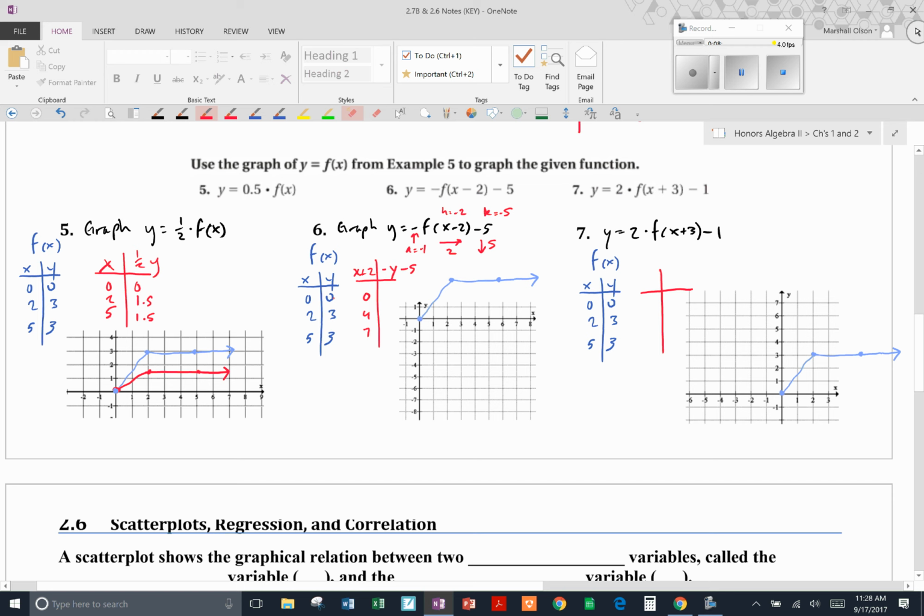So let's see, we're going to multiply these all by negative 1 and subtract 5. So we're going to have negative 5. 3 times negative 1 is negative 3, minus 5 is negative 8. And then we're going to get the same value here because those y values are the same. So we have 0, negative 5, 4, negative 8, and 7, negative 8.